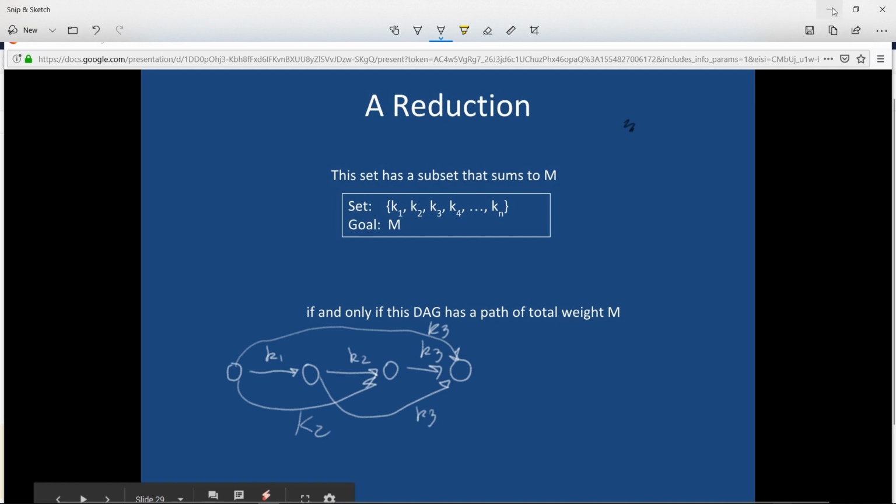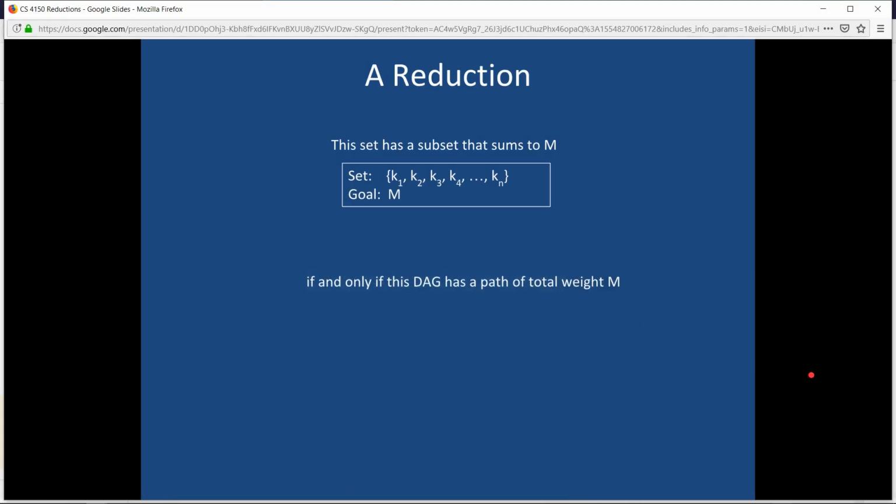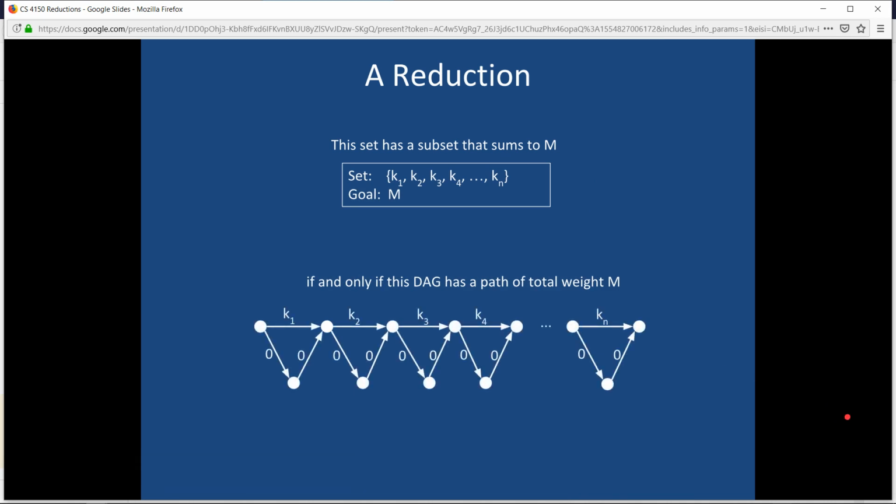All right, let me show you mine, which is a little bit simpler. Here's my reduction. I just make n plus 1 vertices, and I have K1, K2, K3, K4, and Kn. And then I have a way to bypass these edges. So I can bypass edge K1 by going down here at weight 0 and up there at weight 0.